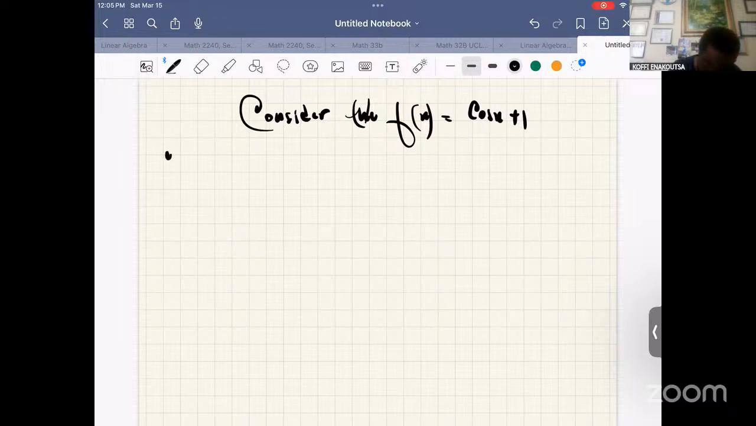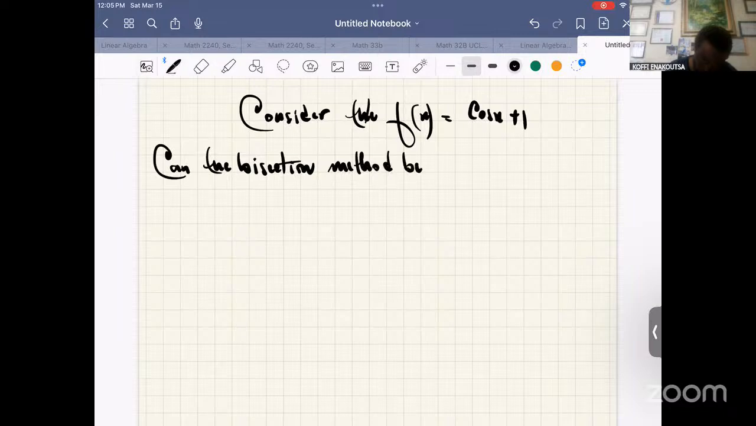Can the bisection method be used to find the root of this function?